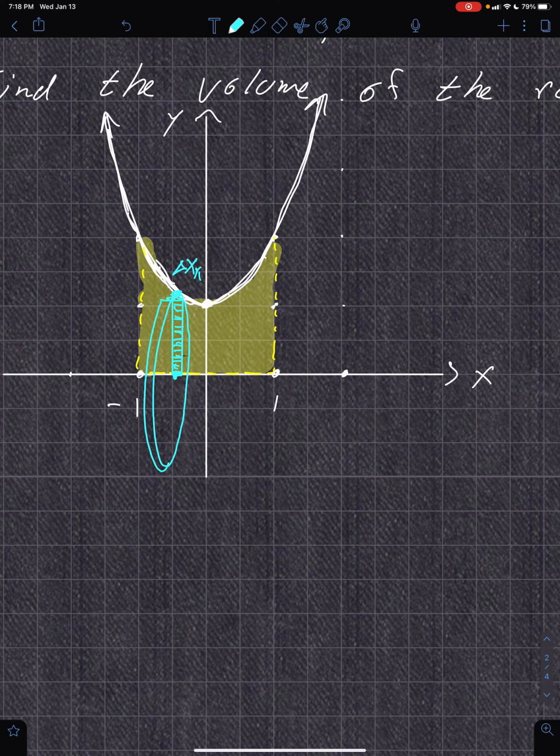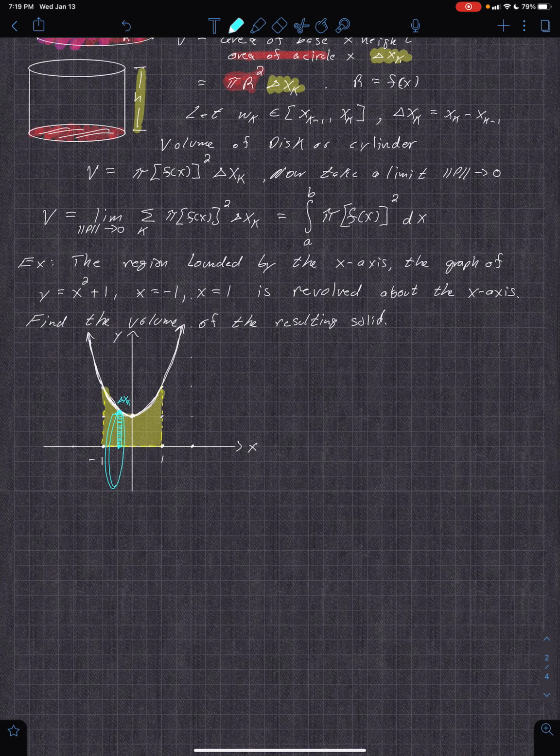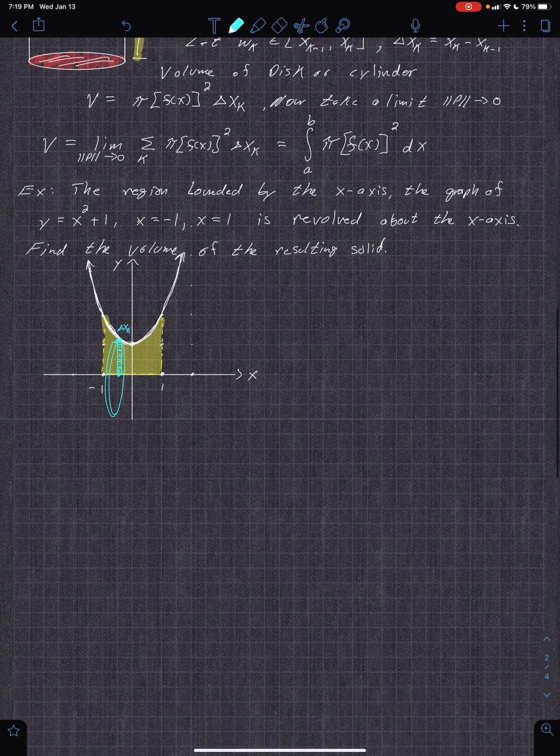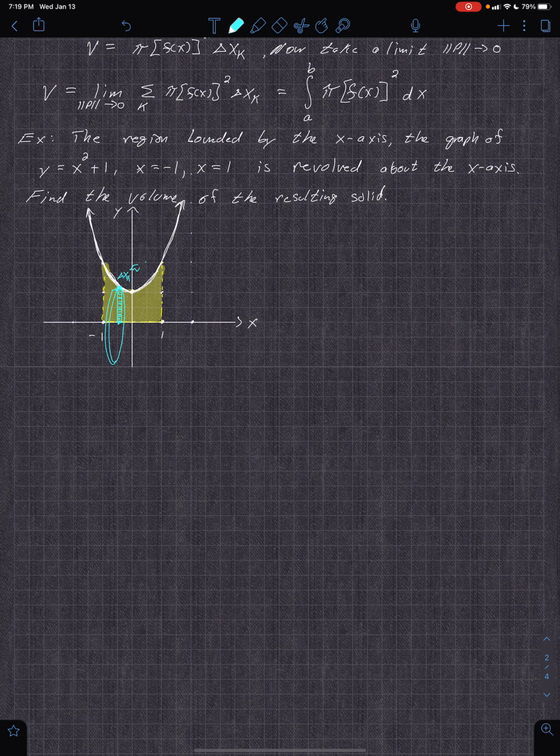You don't have to say sub k. You just think of it as your dx or delta x. You can write either way. Generally fine with that, but you put in your dx or delta x because you need to know it's with respect to x going from left to right.